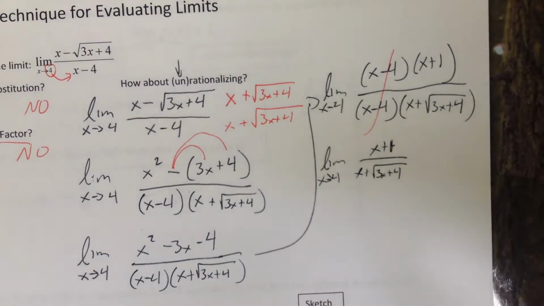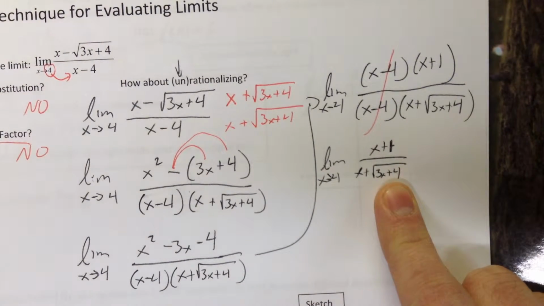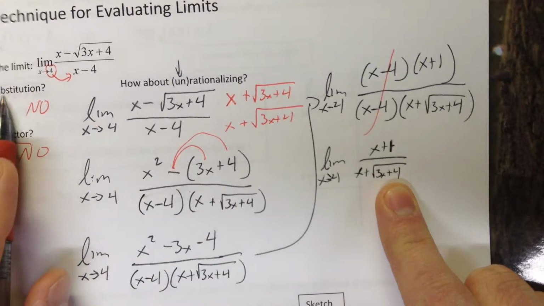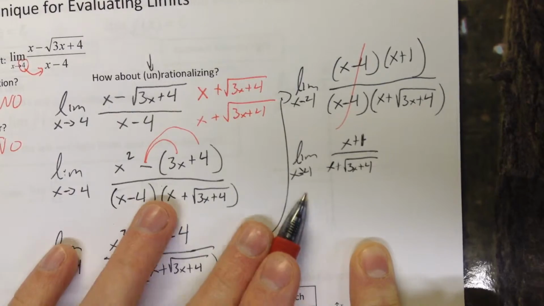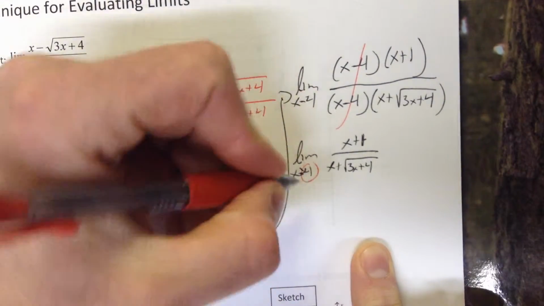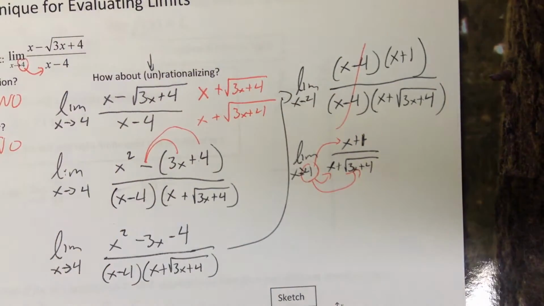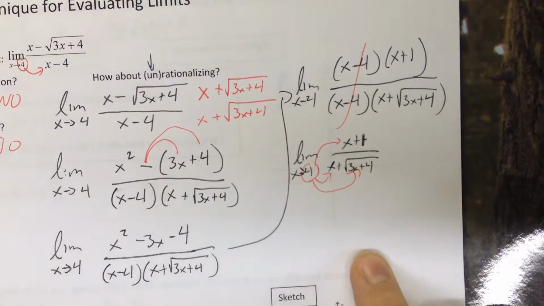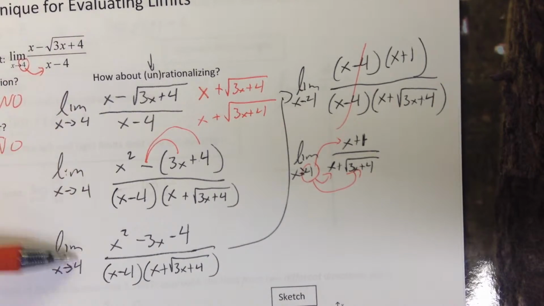Cool. Okay, so now we have successfully unrationalized this problem. The square root is now back in the denominator. And it also means that we can now direct substitute. A while ago I said that no, I could not direct substitute, but now I can. So what's going to happen here is I'm going to take my 4 right here, and I'm going to plug it into the numerator, and I'm going to plug it into the denominator a couple of times, and we'll see what happens.